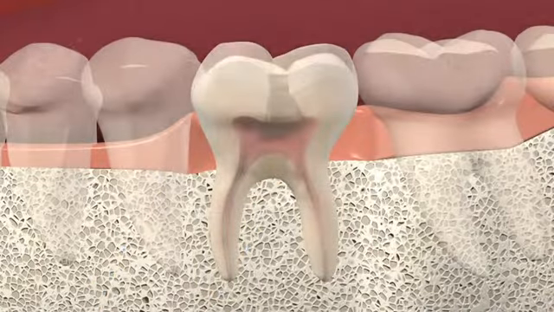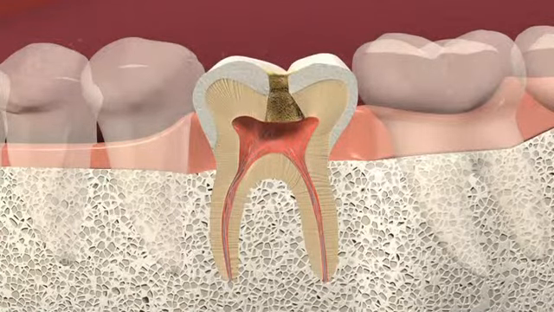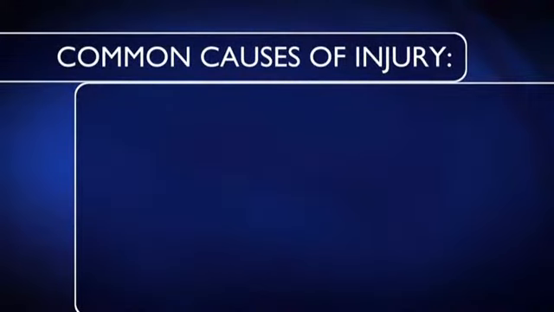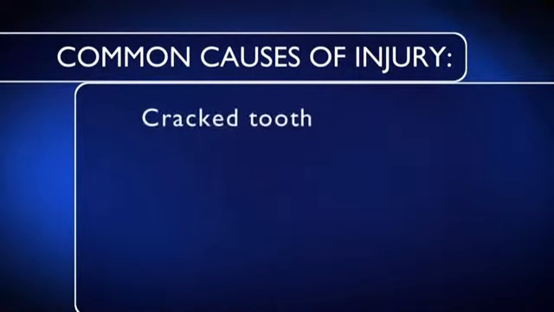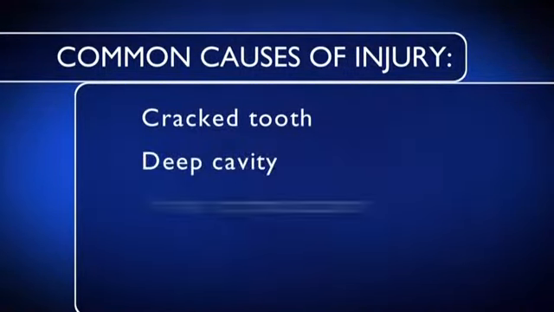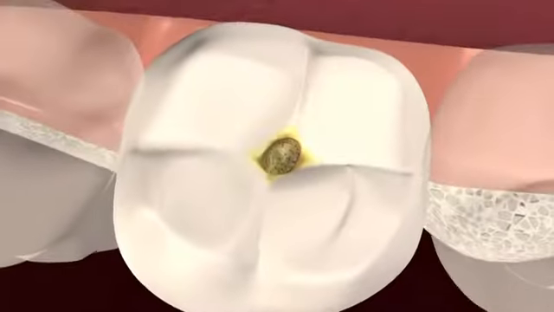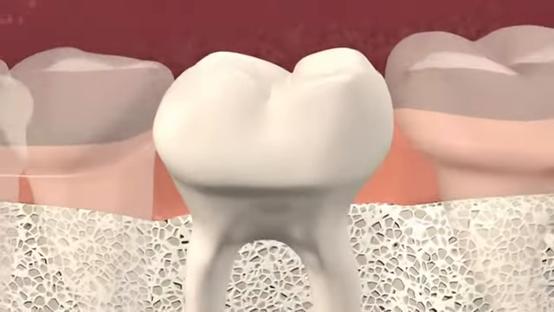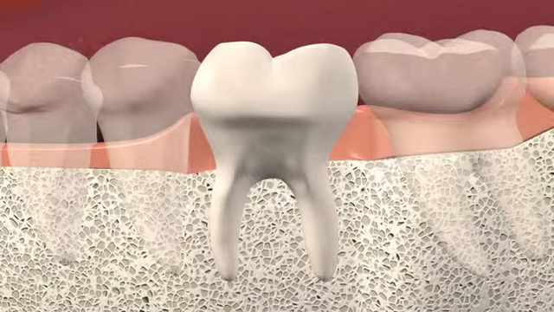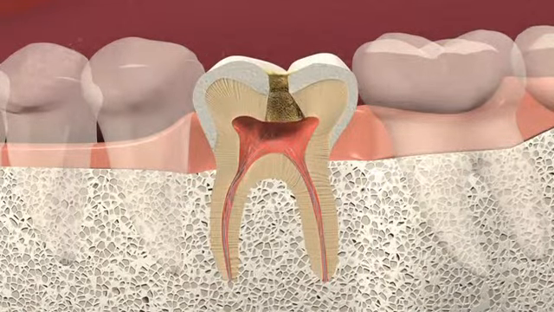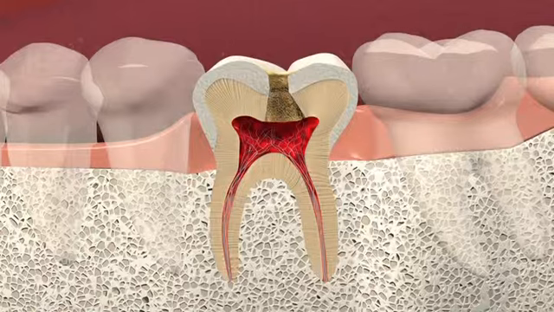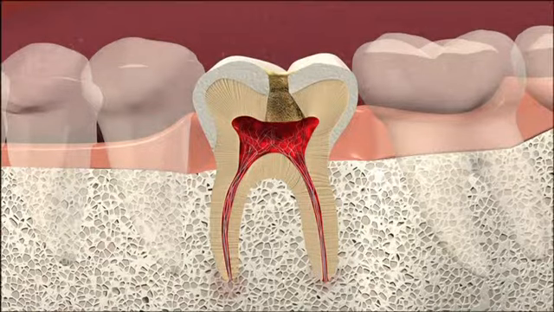When the pulp becomes diseased or injured, it's often unable to repair itself. The most common causes of disease or injury to the pulp are a cracked tooth, a deep cavity, complications from large fillings, or serious injuries to the tooth. If the infected pulp is not removed, the tissues surrounding the root of the tooth can become infected, resulting in pain and swelling. Pain is not always experienced with injured or diseased pulp, but even without pain, substances released by bacteria can damage the bone that anchors the tooth in your jaw. Without treatment, the tooth may have to be pulled.